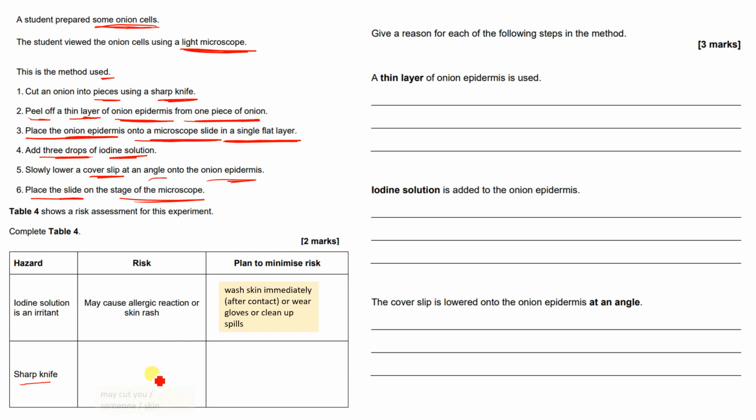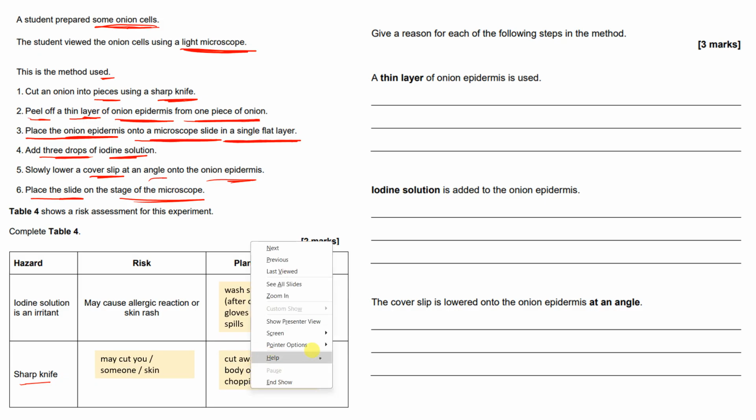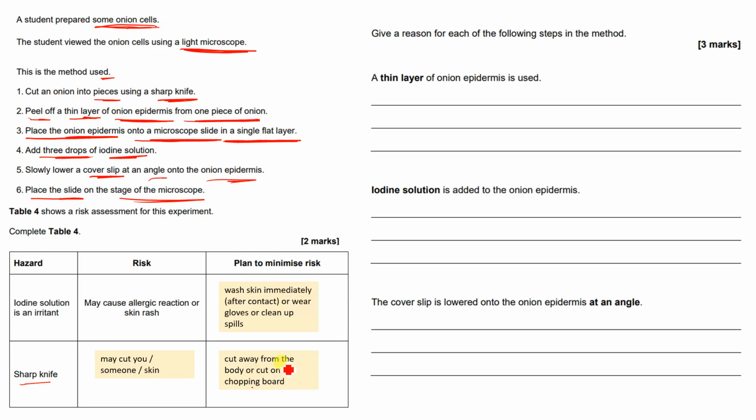Then when you have a sharp knife, the risk is that you can be cut and you can cut your skin. The plan to minimize it is that you use a chopping board or you cut away from your body.